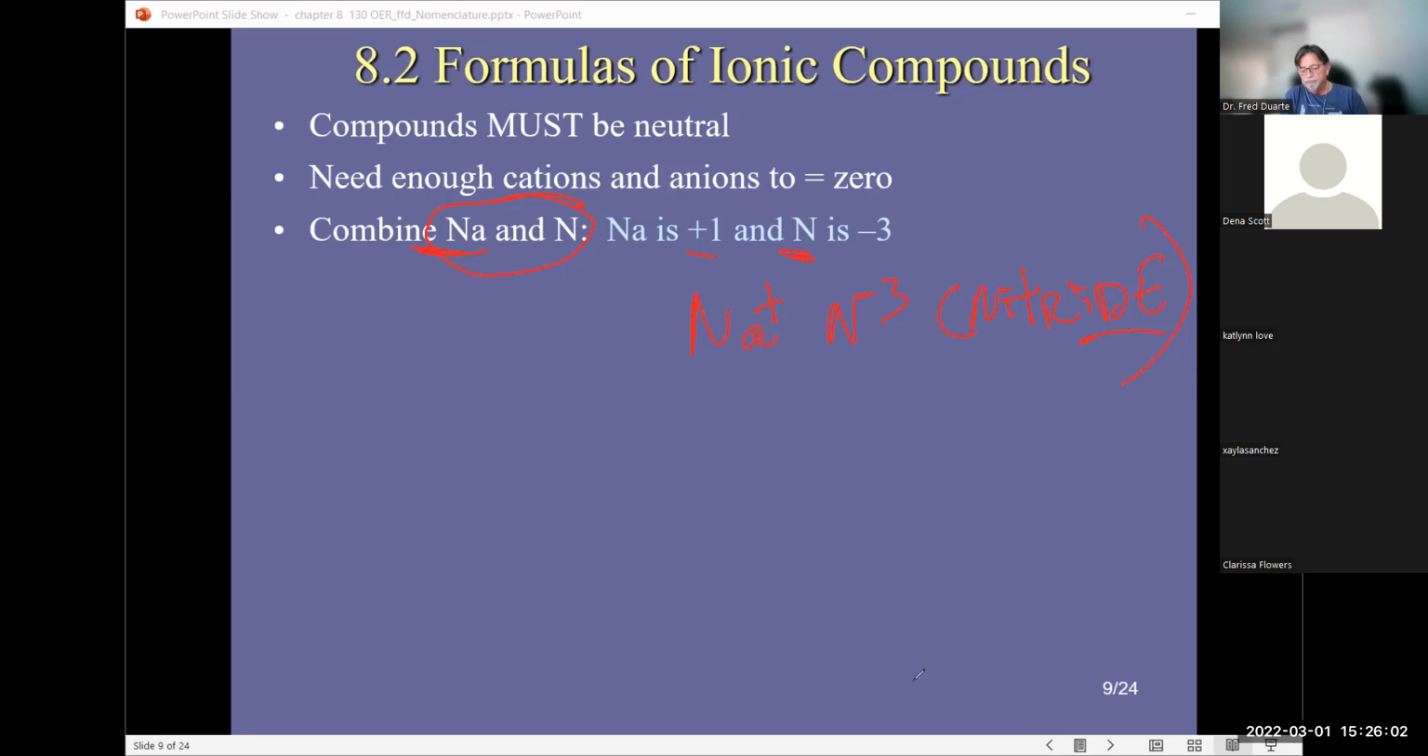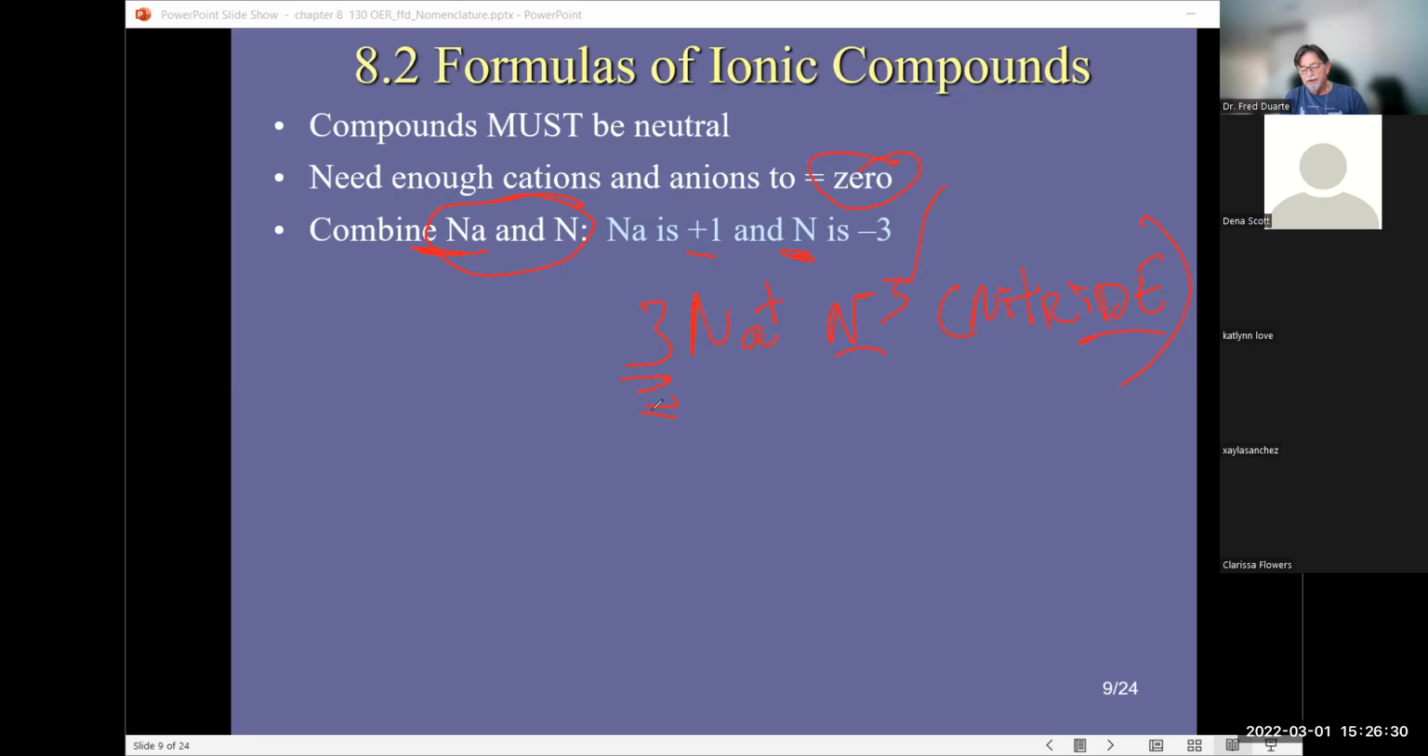So you keep that in mind, because you may need to name it. Maybe that's what we're doing. That may be the question. All right, so we need to put the sodium ion and nitride together such that we end up with a net zero. So I need 3 sodium ions for every nitride that I put together. Why? Because each sodium is a +1. I need 3 to cancel the -3 of the nitride.